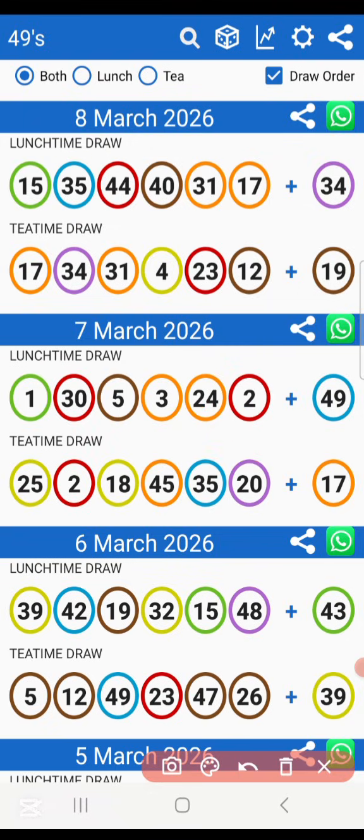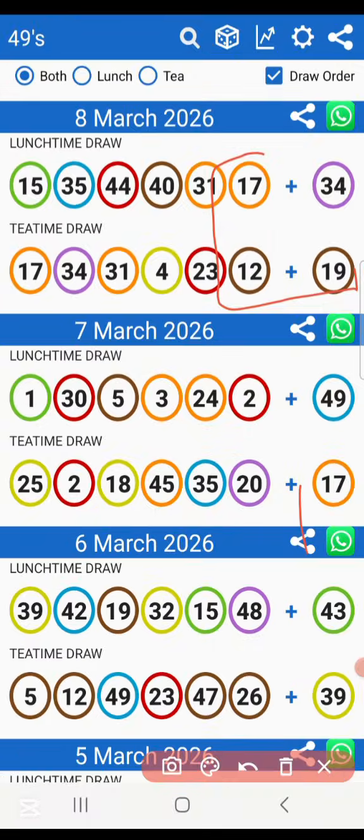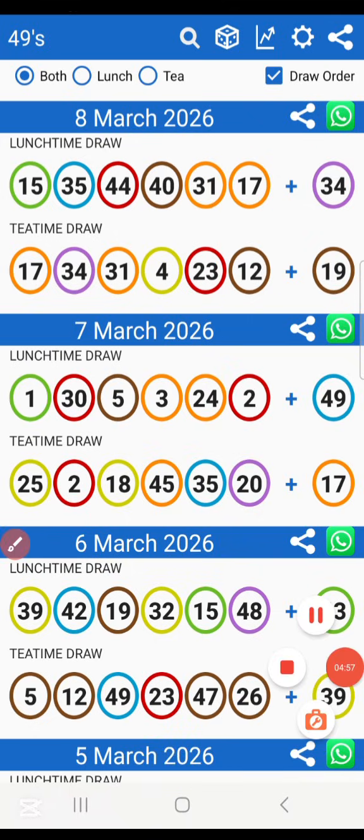Now we are going to go on to today's calculation. Let's do the math. Let's do the calculations here. If you say 17 plus 34 plus 12 plus 19, we check the time. Okay, we are on track.